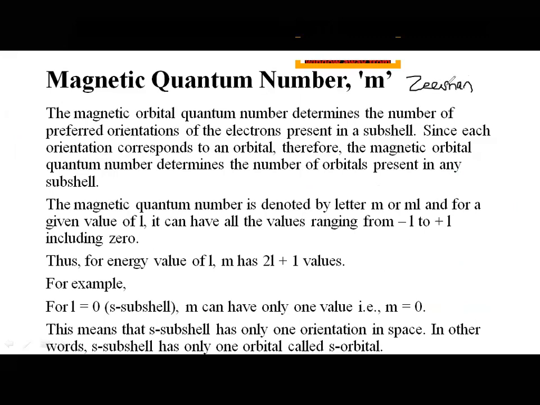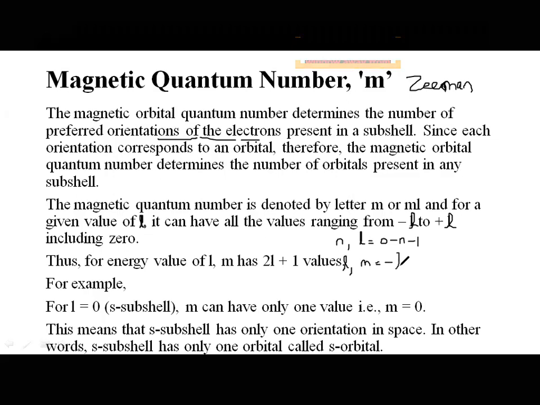What does the magnetic quantum number say? It tells us about the orientations of the electrons present in the subshells. Since each orientation corresponds to an orbital, the magnetic quantum number determines the number of orbitals present in any subshell. It is denoted by the letter m or sometimes m_l. For a given value of L, what is L? Azimuthal quantum number. It has values ranging from minus L to plus L. Like how for a given value of n, L values vary from 0 to n minus 1, for a given value of L, m values vary from minus L to 0 to plus L.